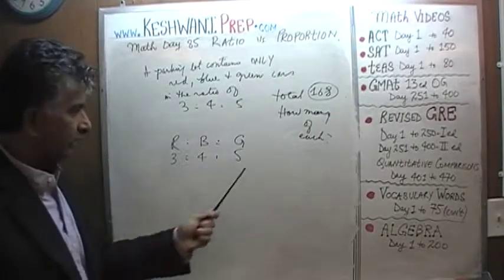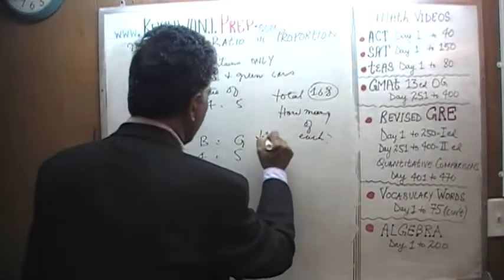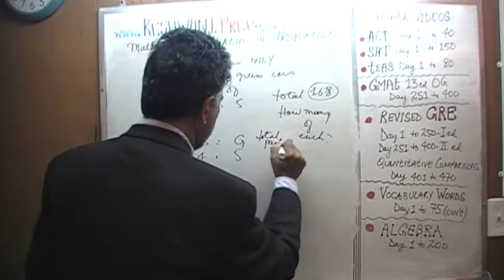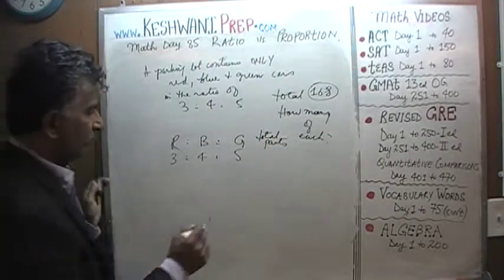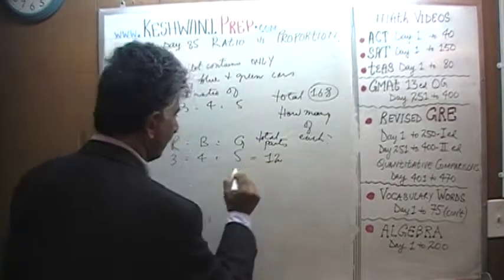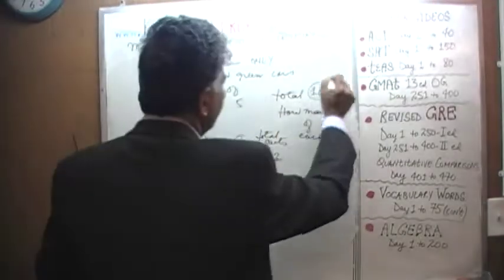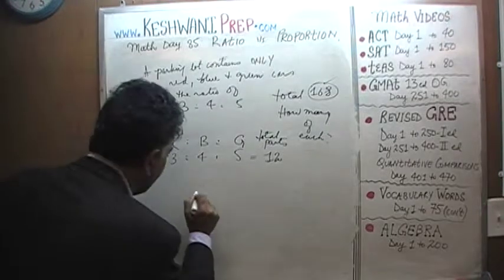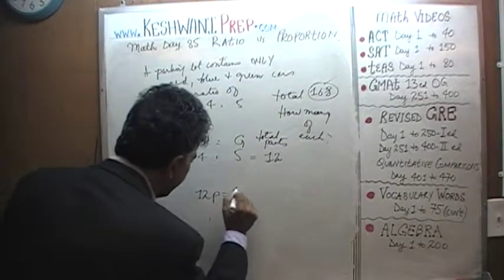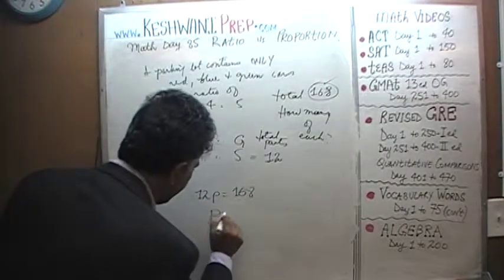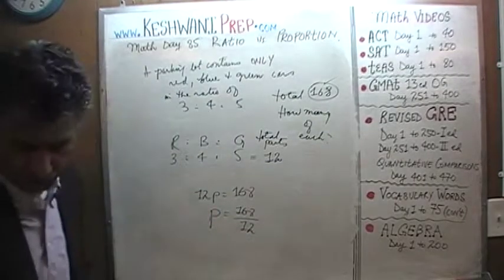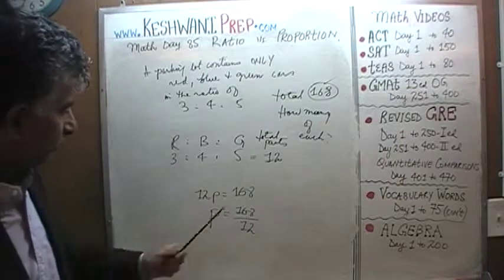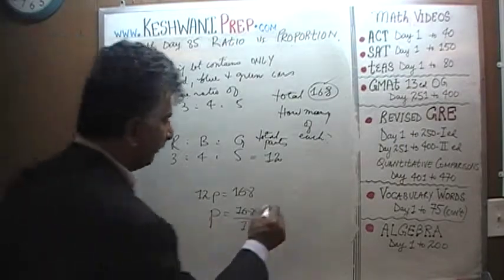So first thing we have to figure out is what's the total parts here. Total parts are going to be 3 plus 4, which is 7, and 7 plus 5 is 12. So we have a total of 12 parts. And we know that we have 168 cars, which means 12 parts equals 168, which means one part is made up of 168 over 12. Just divide 168 by 12 over here.